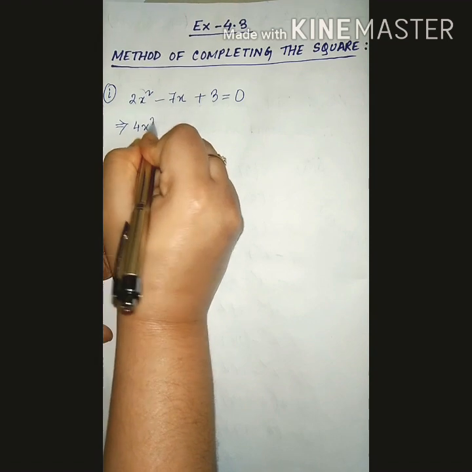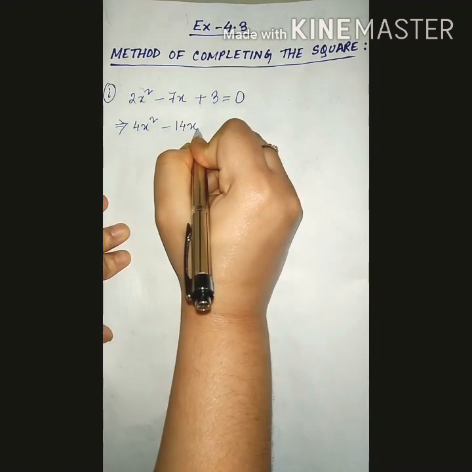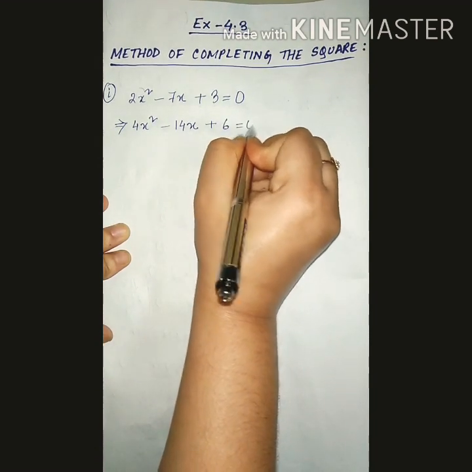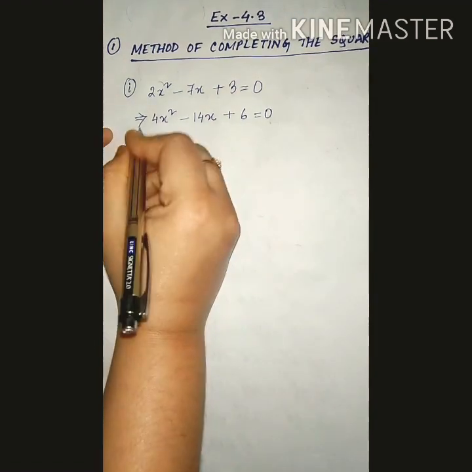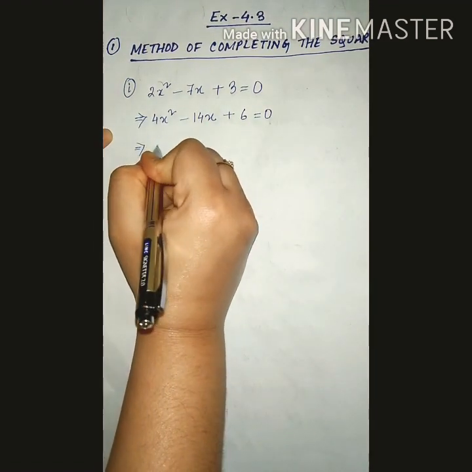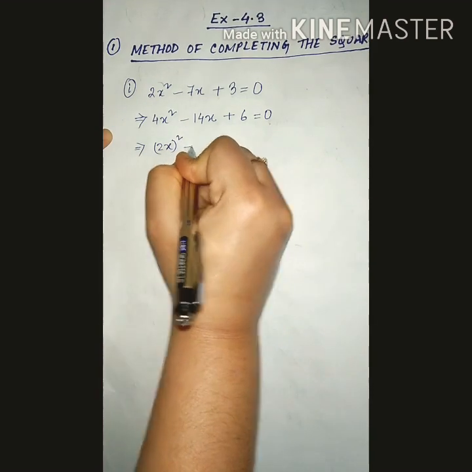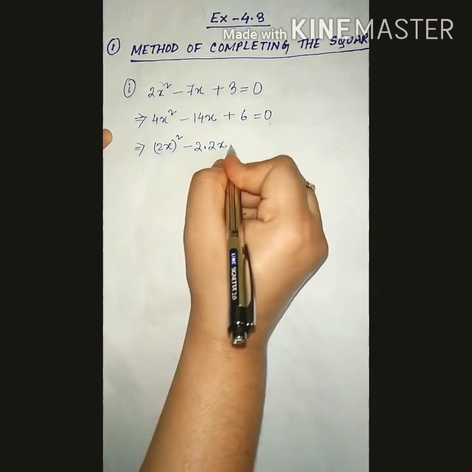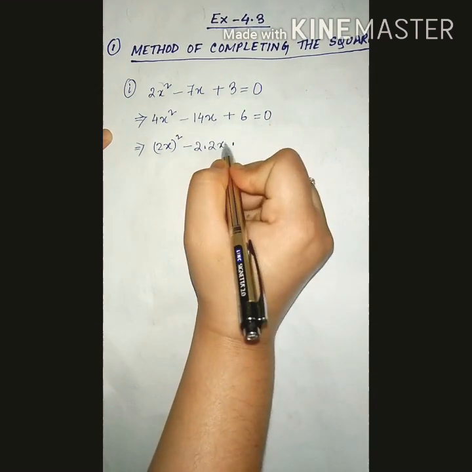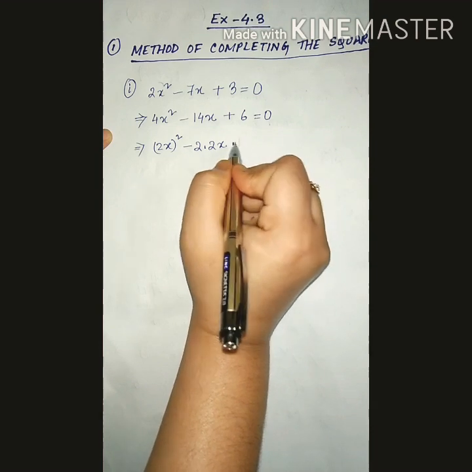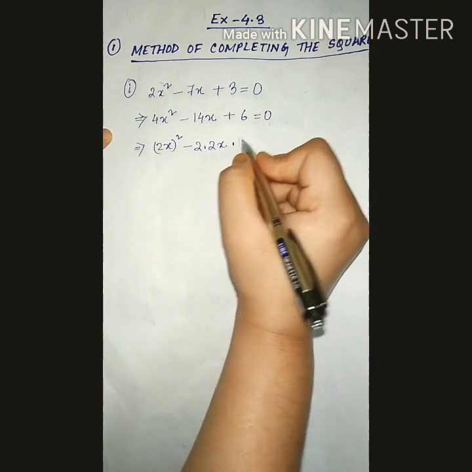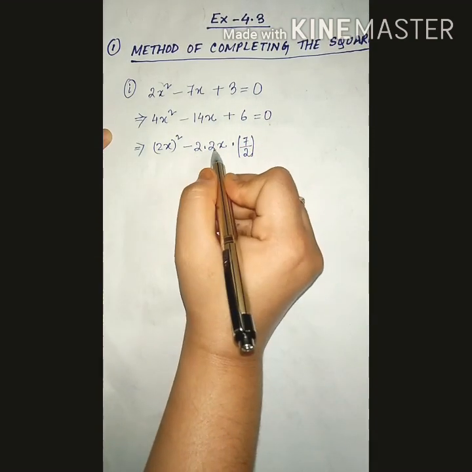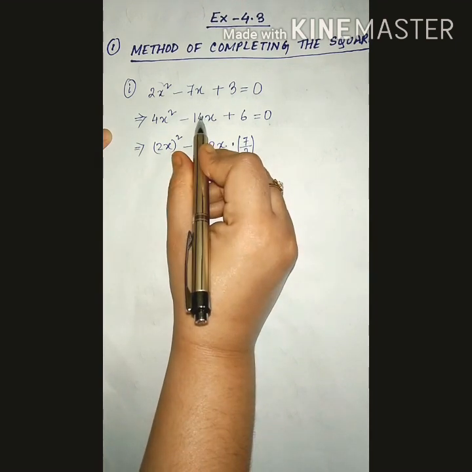So it will be 4x² - 14x + 6 = 0. Then this one is (2x)² - 2 into twice x into b, with a being 2x, so 2ab. B means what? You need to multiply a number so that it becomes 14x. So what should I multiply here? 7 by 2, isn't it? 2 cancels, again you will get 2 into 7, which is 14x.